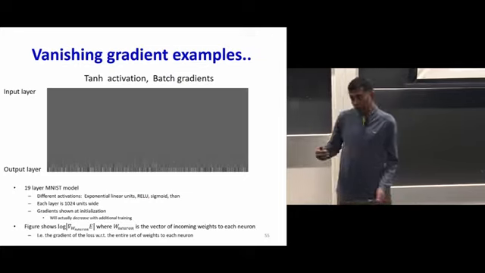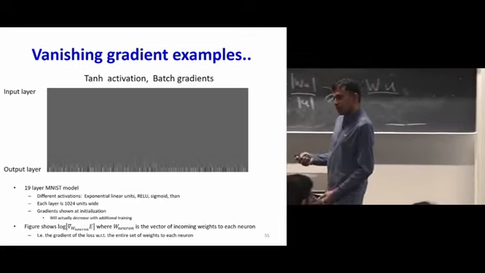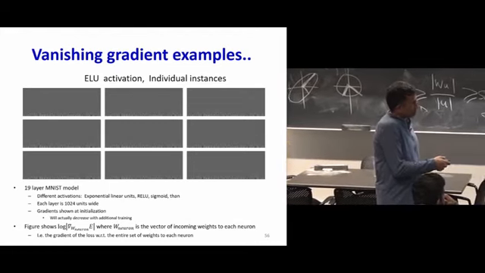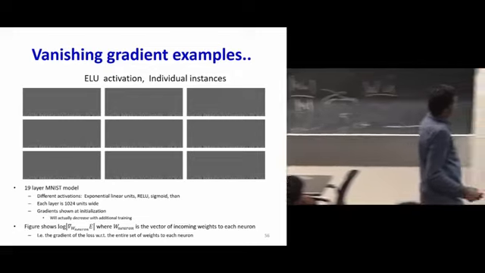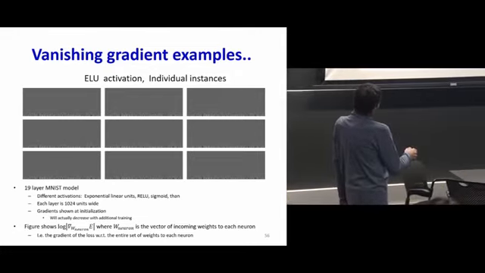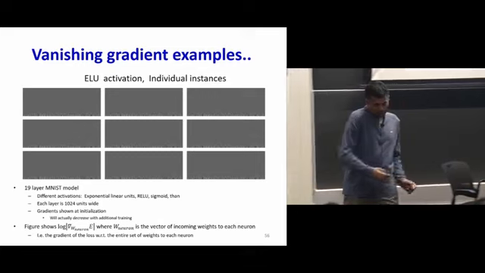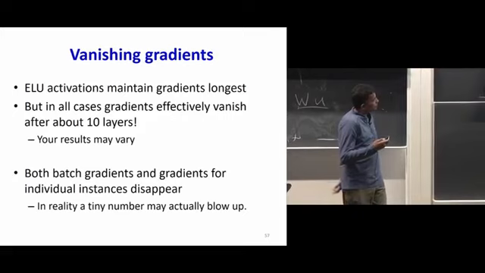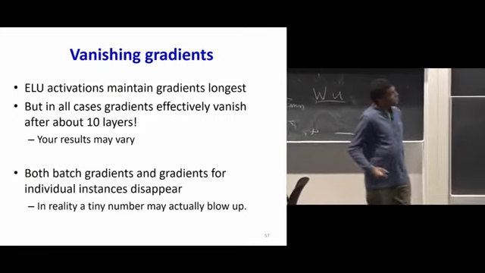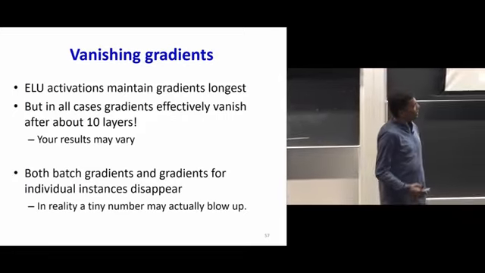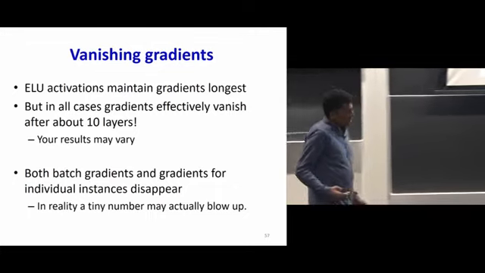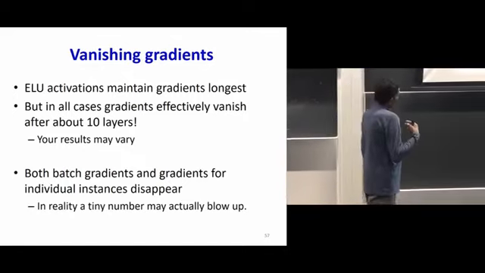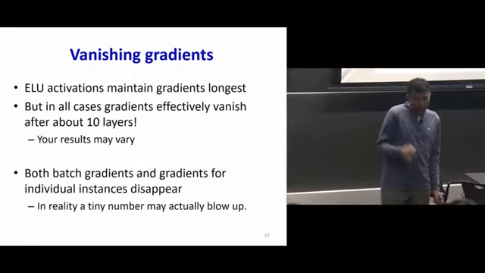So this is over the entire batch. You have a batch of inputs, and these gradients are computed over the entire batch. If I consider any single input, you can see what happens with the individual inputs, and they pretty much have the same kind of behavior. This is with the ELU activations, and you can see that by the time you get to the input layer, the gradients have become very, very small. Right? So the ELU activations seem to maintain the gradients longest, but in all cases, the gradients effectively vanish after about 10 layers.